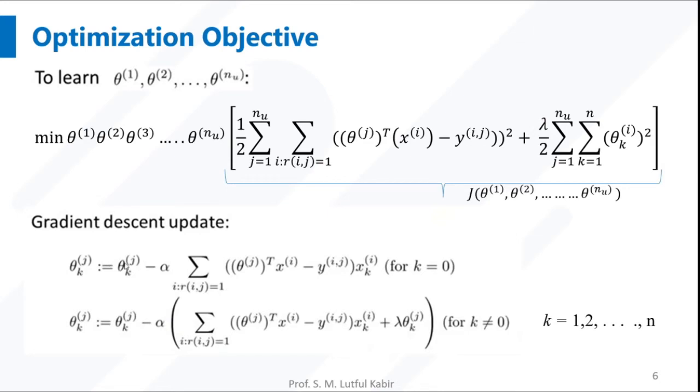So this is the updating formula, and you should remember that you have to follow the simultaneous update. For k varying from 1 to n, you have to calculate the new thetas, and for k equal to 0, you have to calculate theta 0. If you update these two equations simultaneously, then you will get new theta until it converges. That's how you can get the theta parameters for each and every user.